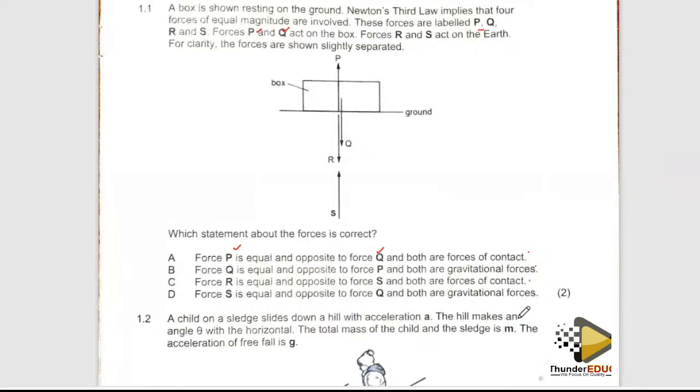Okay, guys, so from this question, when we talk of contact forces, I'm going to remove this out of context, especially if I'm looking at P and Q, if I'm looking at R and S. I'll go for D as my correct option.